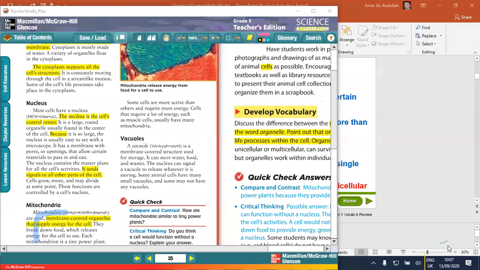Laith. Yes, mister. Vacuoles. A vacuole is a membrane-covered structure used for storage. It can store water. Stop here. Put highlight. The main job for vacuoles is to store water, food, and wastes. If I ask you what is the main job for vacuoles, put store water, food, and wastes.